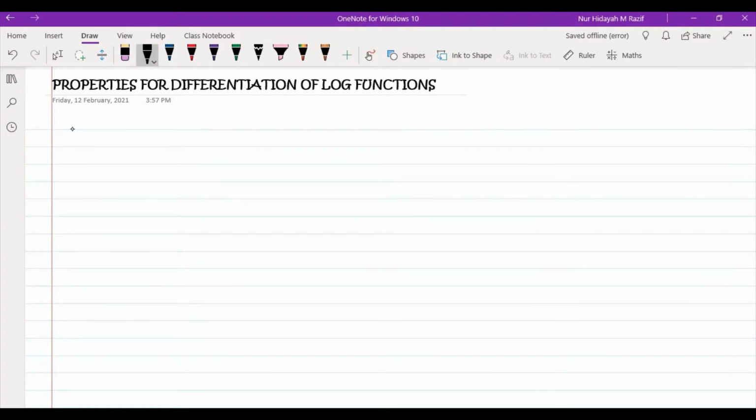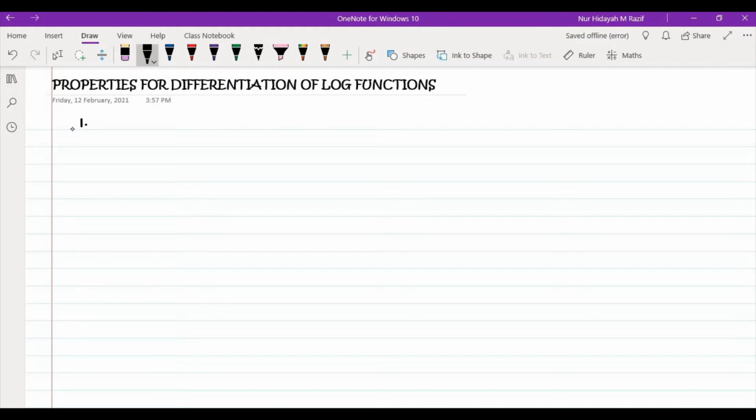Okay, hi. Now let's continue with the second subtopic, which is differentiation of logarithmic function. To find the derivative for functions involving log, you need to remember these properties. There are four properties that you need to know, and let's move on with them right now.